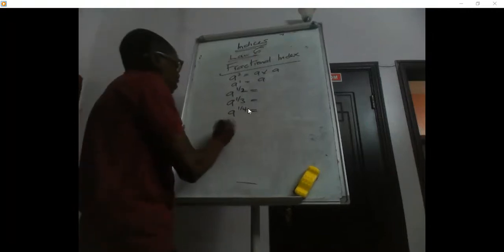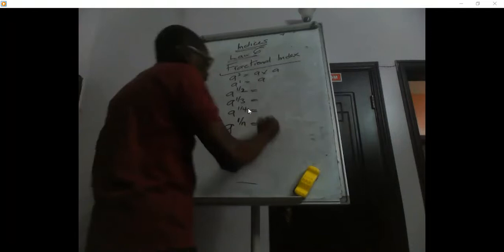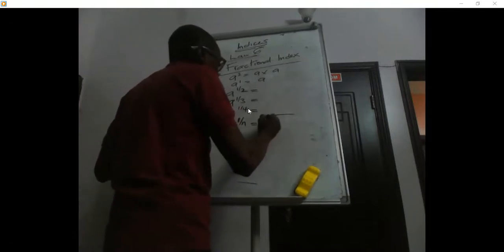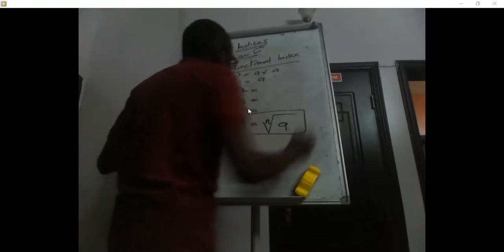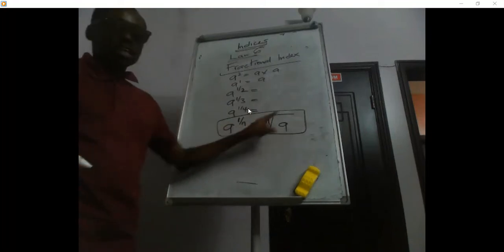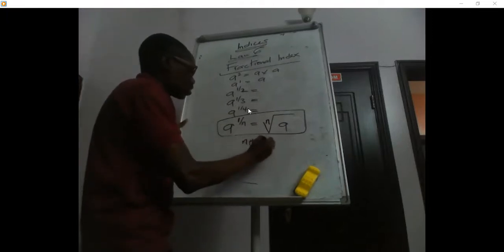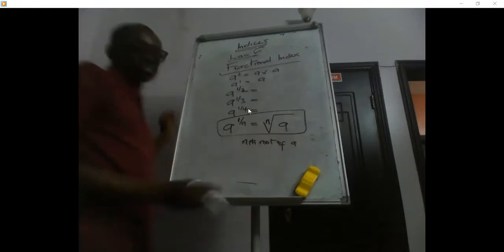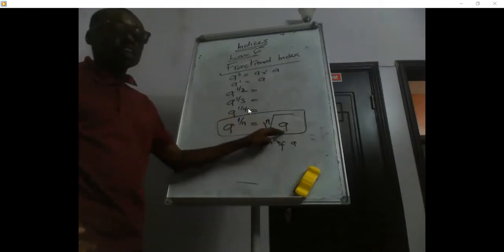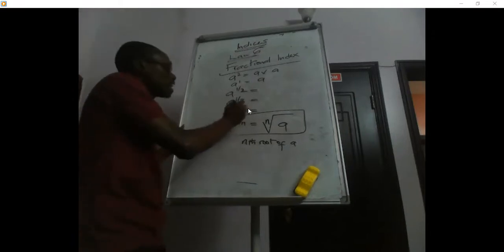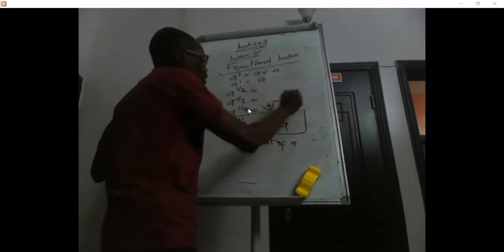Generally, a raised to power 1 over n is equal to the nth root of a. This is the general rule: a raised to the power 1 over n is equal to the nth root of a. So that implies that a raised to the power 1 over 4 is equal to the fourth root of a, where n changes to 4.